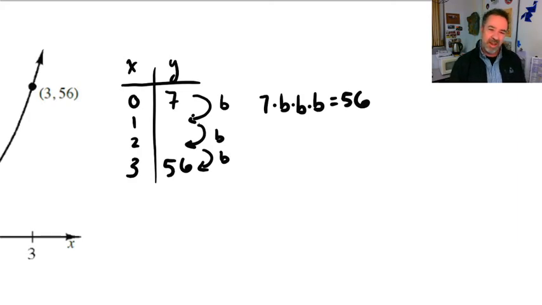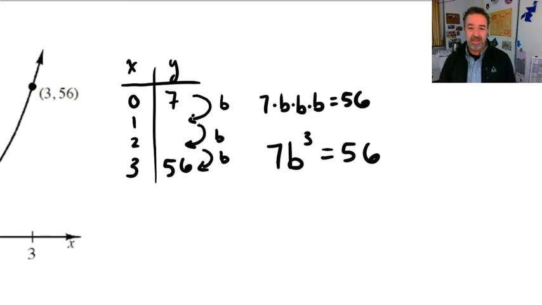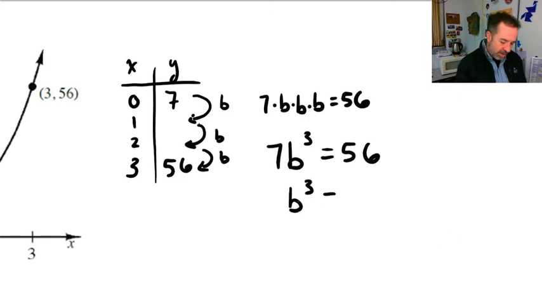But I want you to focus on how we're attacking this, because sometimes it's going to be very difficult for us to guess what the multiplier is. But I can certainly say 7 times b to the third power is 56. Look at it. It's 7 times b times b times b is 56. How do I solve that? Well, I most definitely can divide both sides by 7, and that would give me that b to the third power is 8, right? 56 divided by 7 is 8. Use a calculator if you want to verify that. 7 times 8 is 56.